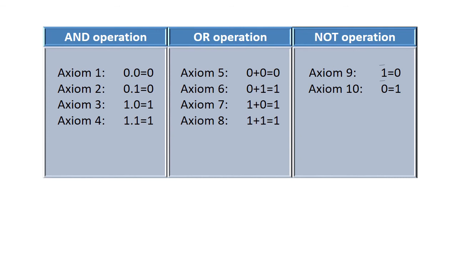And for OR operation, we have 0 and 0. When you perform OR operation, you get the result as 0. And similarly, 0 or 1, you get the result as 1. 1 or 0, you get the result as 1. 1 or 1, you get the result as 1. Then we have NOT operation axioms, that is 1's complement is 0 and 0's complement is 1.